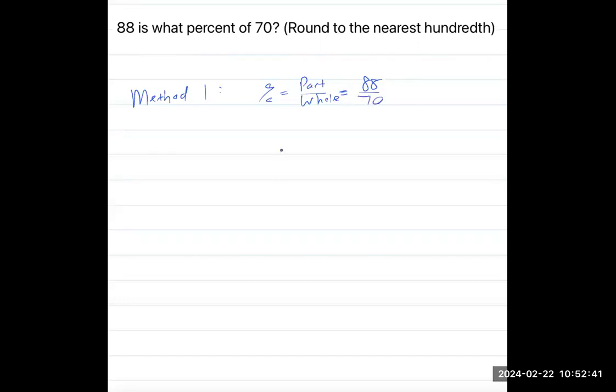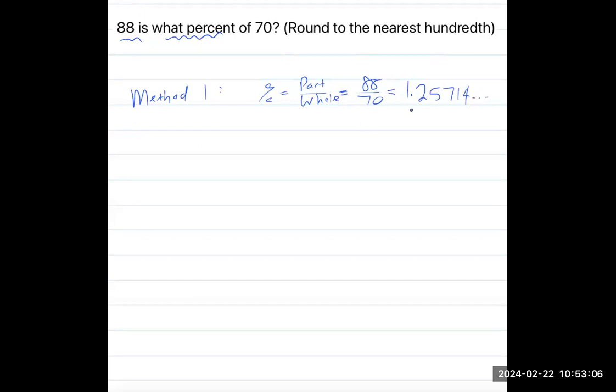Now, the reason for that is because the 88 is a percent. So even though it's the bigger number, it's the part because a percent is a part of something. And so putting that into the calculator, 88 over 70 is 1.25714, and it goes on from there.